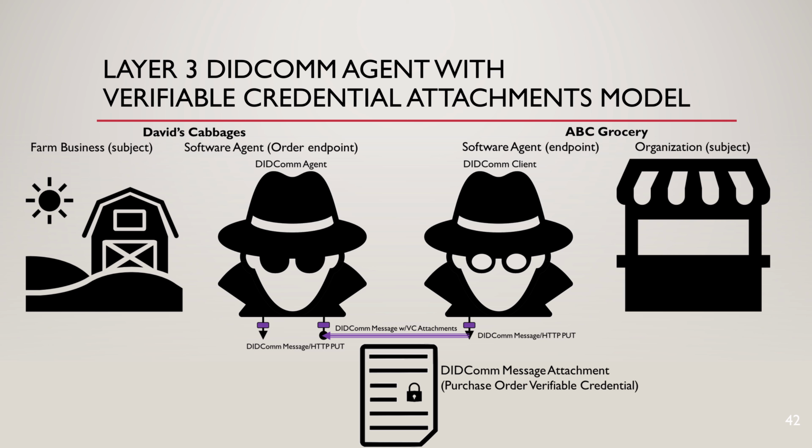So things really haven't changed too much. We're just making the payload that we submit to outbound processing a little more structured, a little more complicated. It gets transmitted exactly the same from ABC Grocery over to David's Cabbages agent. Inbound processing is going to just decrypt it and authenticate it the way that it normally would, but the structure that comes out of inbound processing will be a DIDComm message with an attachment this time.